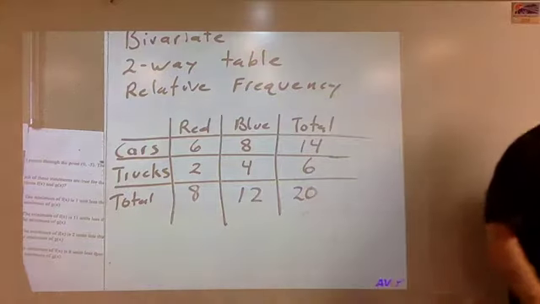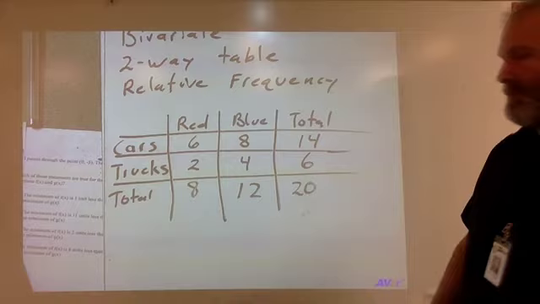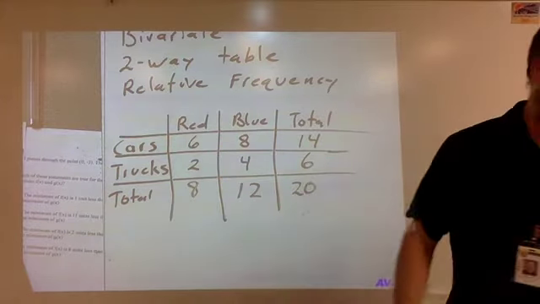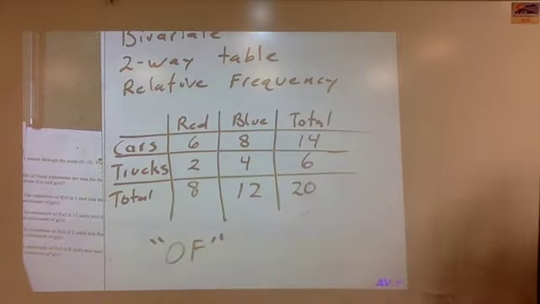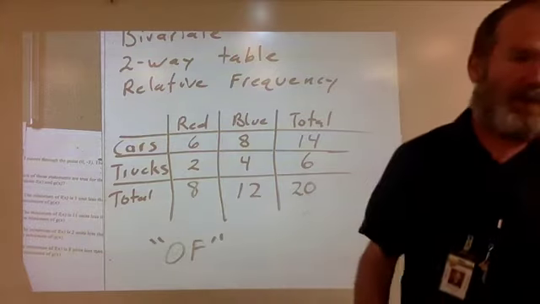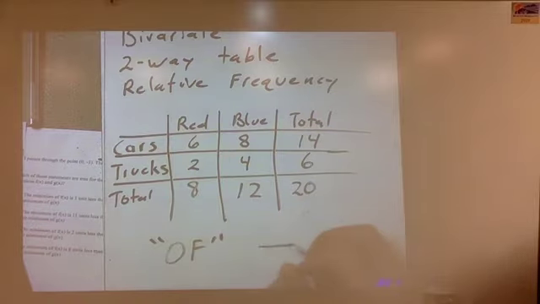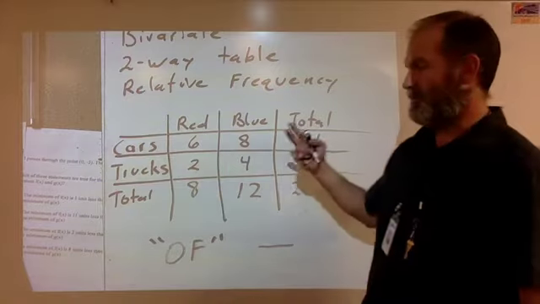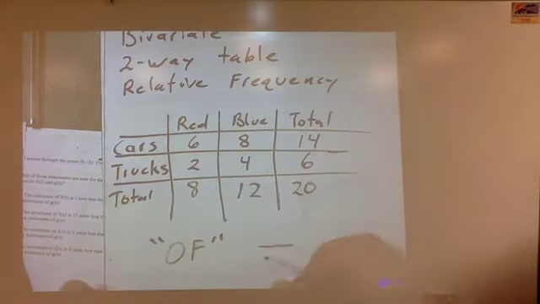Now, in a problem like this, they're always going to ask you the relative frequency or the percentage of something. "Of" is the key word here. This is the trick to solve these problems. You look for what comes after "of." Why are you doing that? Because we're trying to make a fraction. We need a number in the denominator and we need a number in the numerator. And whatever comes after the "of" goes in the denominator.